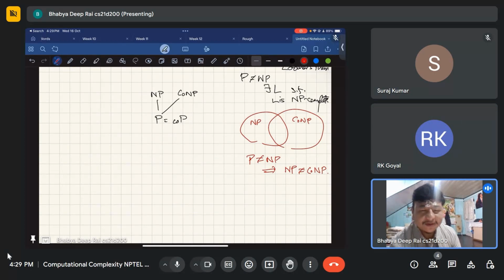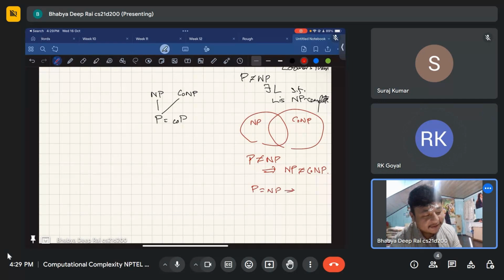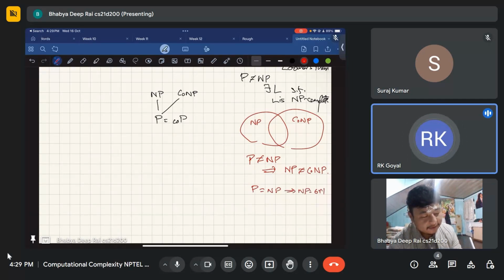P is not equal to NP does not guarantee anything about NP not being equal to co-NP. All we can guarantee is that if P is equal to NP, then NP is equal to co-NP. Yes, that we know. The reverse may not be true.